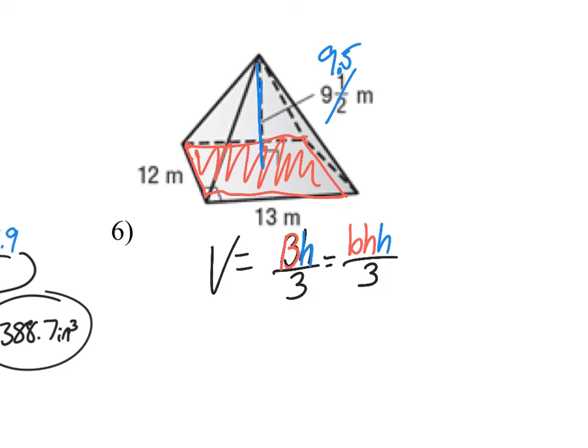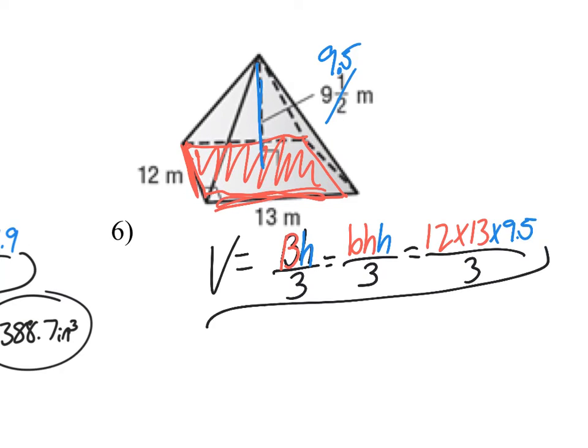The base and the height of this rectangle are going to be 12 and 13. So this will be 12 times 13 times the 9.5. And we'll have to divide that whole thing by 3. So 12 times 13 comes out to 156.